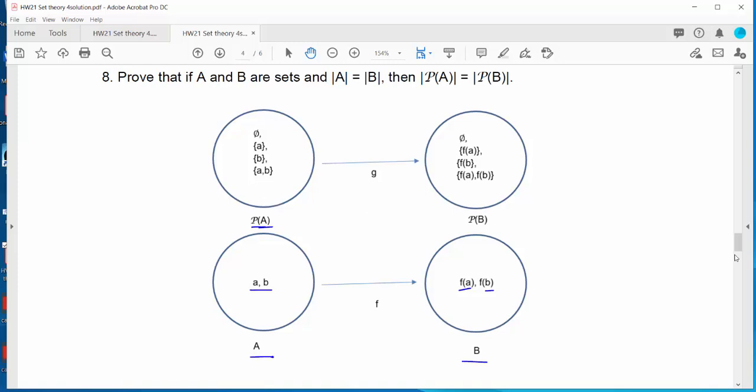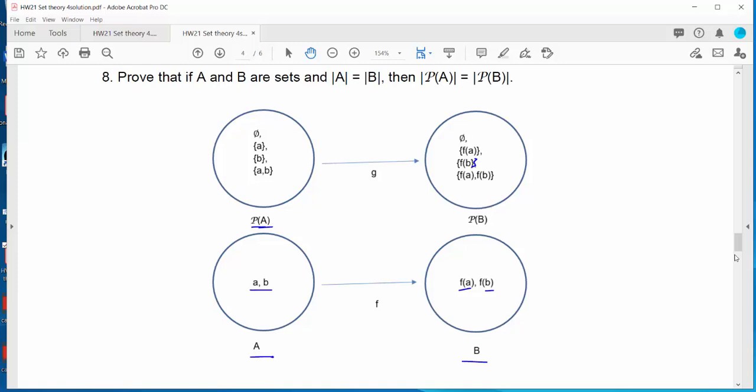And by the same reasoning, we have f of A and f of B as the constituents of B, and so the power set of B is going to look like this: the null set, the set that contains f of A, the set that contains f of B. That's actually missing a little bracket there. And the set that contains f of A and f of B.